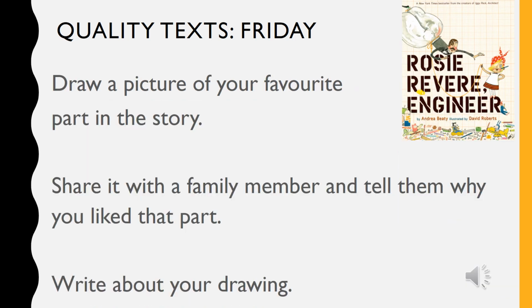Your task for today is to draw a picture of your favourite part in the story. It might be one of the parts that we just looked at. It might be the part of the man flying in his helium pants, or it might be Rosie and her aunt working on their invention. Have a think about what your favourite part in the story is and draw a picture of it.